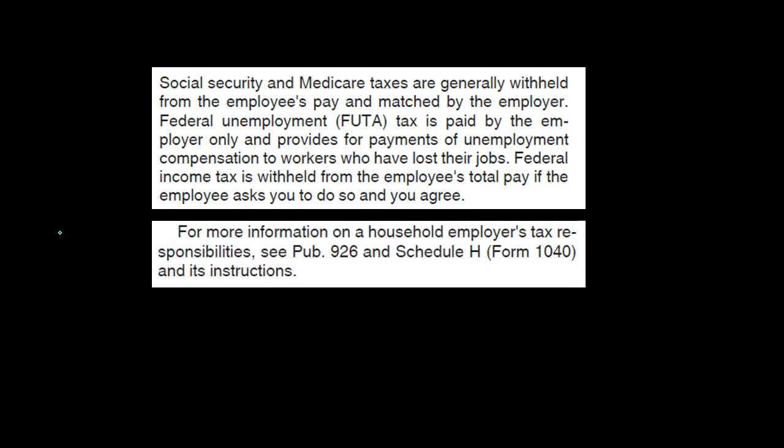Social Security and Medicare taxes are generally withheld from the employee's pay and matched by the employer. Federal unemployment (FUTA) tax is paid by the employer only and provides for payments of unemployment compensation to workers who have lost their jobs. Federal income tax is withheld from the employee's total pay if the employee asks you to do so and you agree. For more information on household employers' tax responsibilities, see Publication 926 and Schedule H, Form 1040, and its instructions.